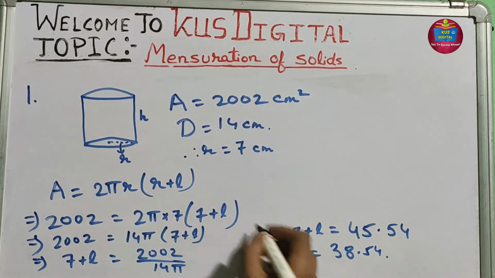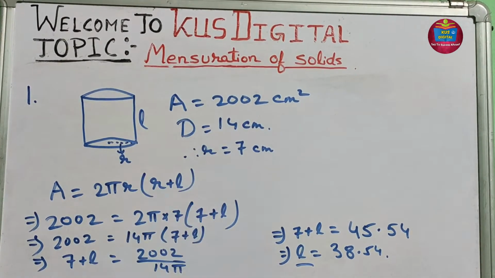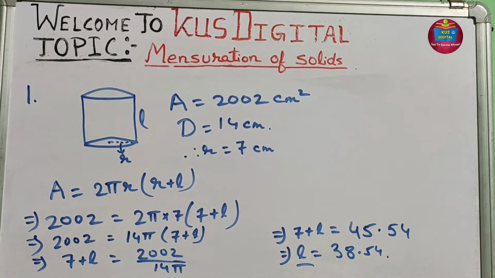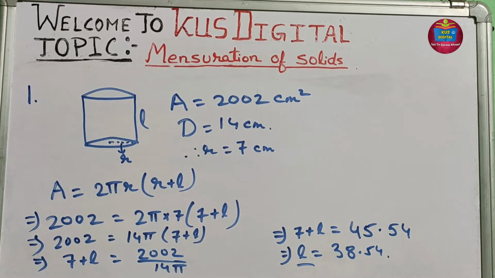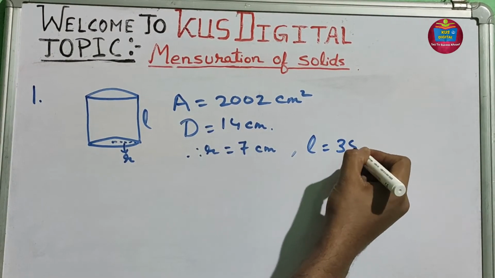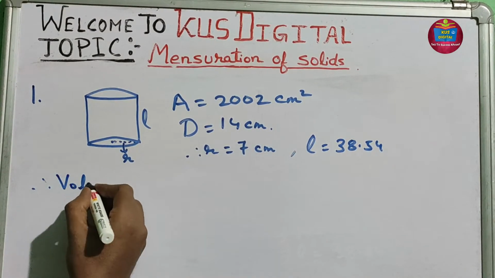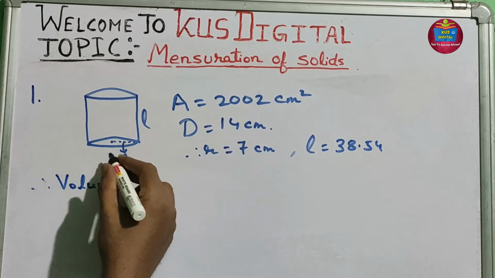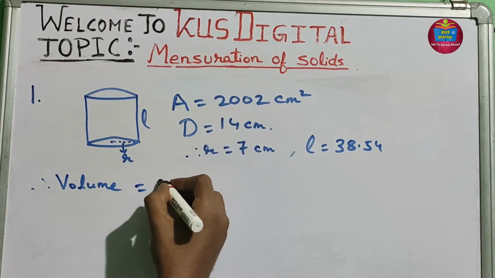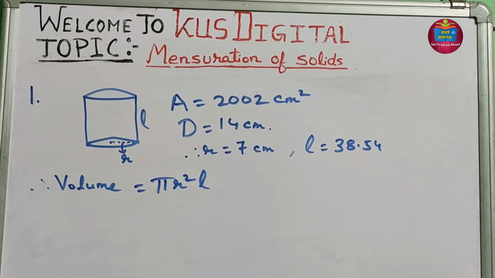So this is the height, that means h, or we can replace it as L. Okay, so we have found out the height and we have to find out the volume. So we know radius, we know the height, so we can easily find out the volume of the cylinder. So R is 7 and L is 38.54. So therefore volume of the cylinder equals to, what is the formula? Pi r square L. This is the formula of the volume.